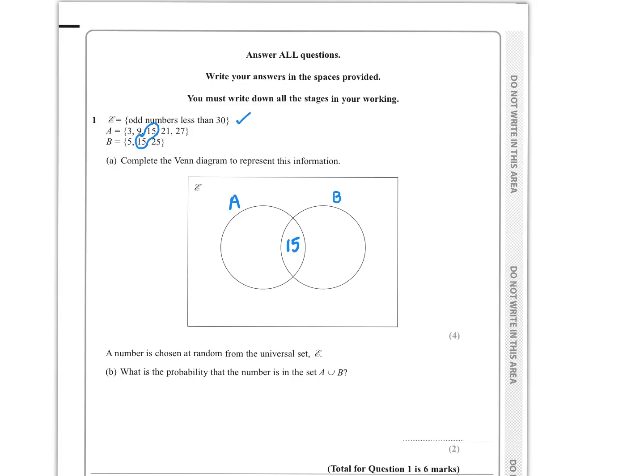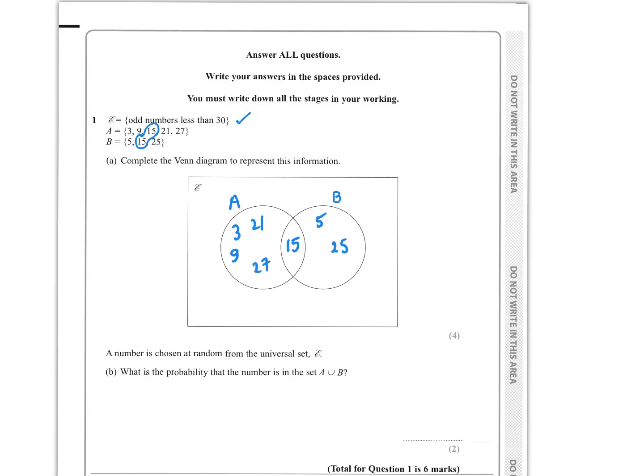And so B has 5 and 25 in it, and A has 3, 9, 21 and 27. And then I've just got to simply put the others in the outside of A and B because they're not included in A or B, and I would start counting the odd numbers up to 29 and make sure that I don't miss out any.